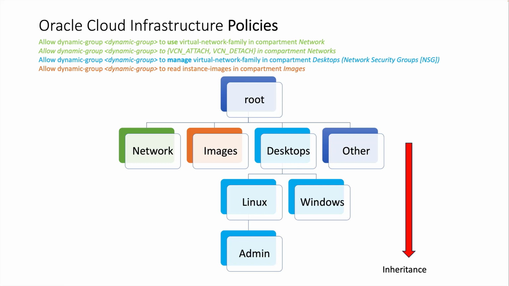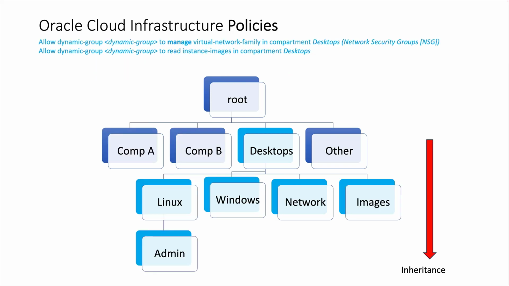And when I specify the policy on the parent compartment, in this case desktops, the policies will nicely be inherited to all the other compartments that live underneath desktops. Depending on how your compartment layout is structured, you can cut down on the number of policies needed. For example, if the network compartment also is just a child of the desktops compartment, I only need those two policies because I can apply the policy to desktops. It gets inherited to the network compartment. And all I need to do is manage, or our service needs to be able to manage, not just the desktops and the images, but also the network family, the VCN and subnet, under the parent compartment.